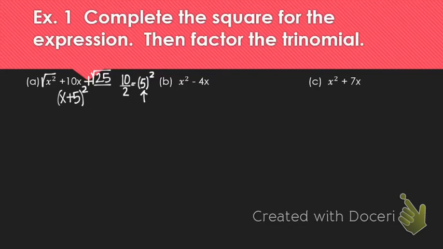Positive. And what is in the parentheses of your answer? A plus 5. All right? So that's just another way that you can quickly find your answer. But that is as far as we go because it's an expression. We have factored like we've been asked.